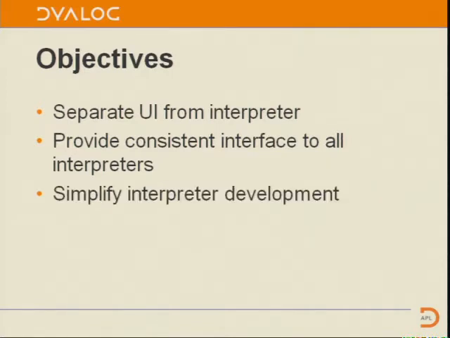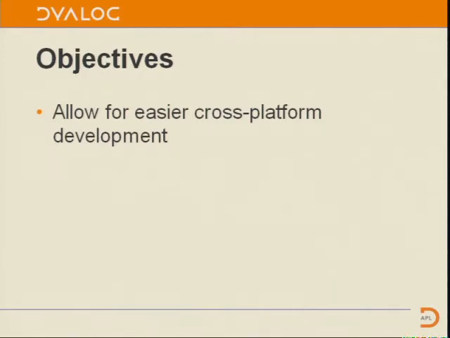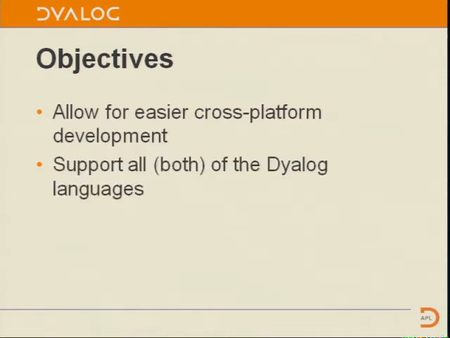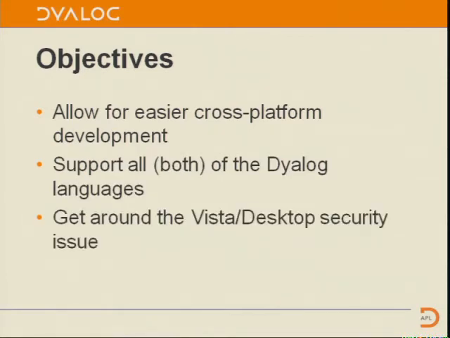This will allow us to simplify our interpreter development internally at Dyalog. The guys working on the interpreter don't need to worry about the knock-on effects of the guys working on the user interface, and clearly vice versa. We can develop the user interface without worrying about whether this is going to break any interpreter code. This will allow us to develop cross-platform integration better for new platforms. We will be able to support all of the Dyalog languages, and we'll be able to get around that Vista desktop security issue.